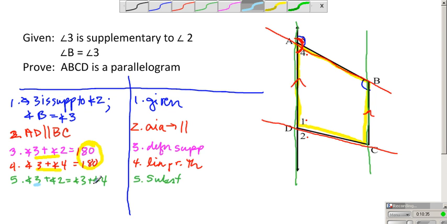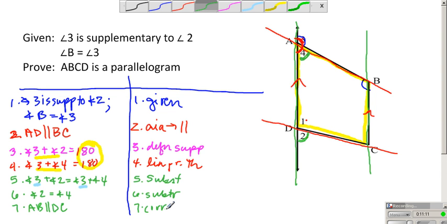Now I have that same angle 3 value on both sides. So after we do the substitution, one of our common next steps is to subtract from both sides. So I subtract angle 3 from both sides. And when I do that, I'm going to go ahead and mark that angle 2 is equal to angle 4. Well, in relation to A, B, and DC, 2 and 4 are corresponding, so I can say that AB is parallel to DC because corresponding implies parallel.